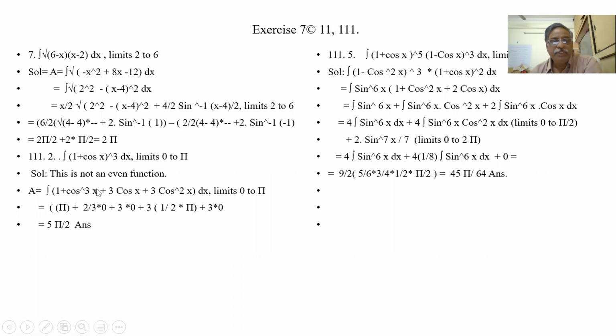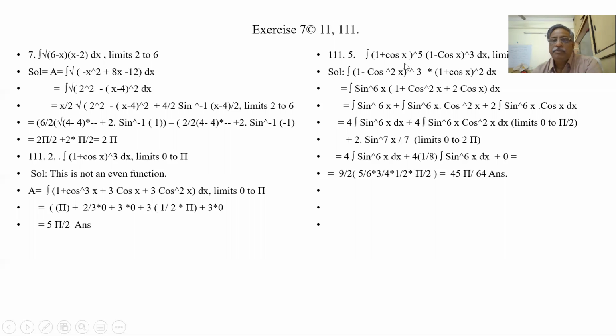Then we have the reduction formula. Cos x into cos square x. Cos square x can be written as 1 minus sin square x. So integral of cos x is 0, just as we have seen, into 1 minus sin cubed x by 3, also 0. Sin cubed x is also 0. These two terms are getting 0.